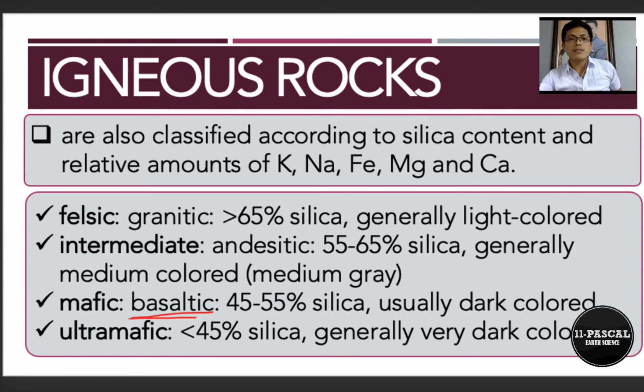And then last, we have the ultramafic. They have less than 45% silica and are generally very dark colored. The ultramafic rocks are dominated by olivine, which is dark green in color, and/or pyroxene. Examples are dunite, pyroxenite, and hornblendite.